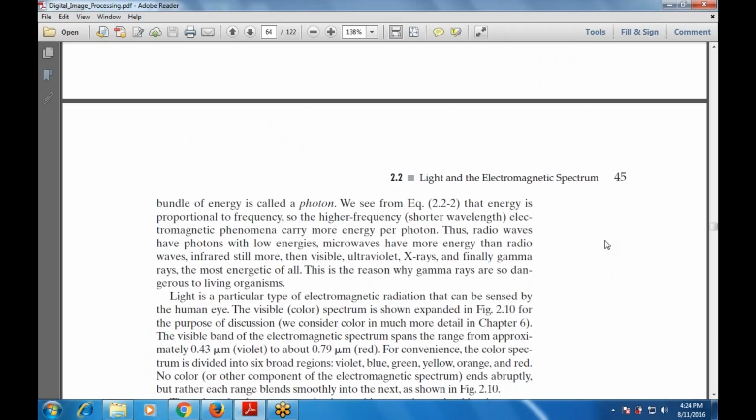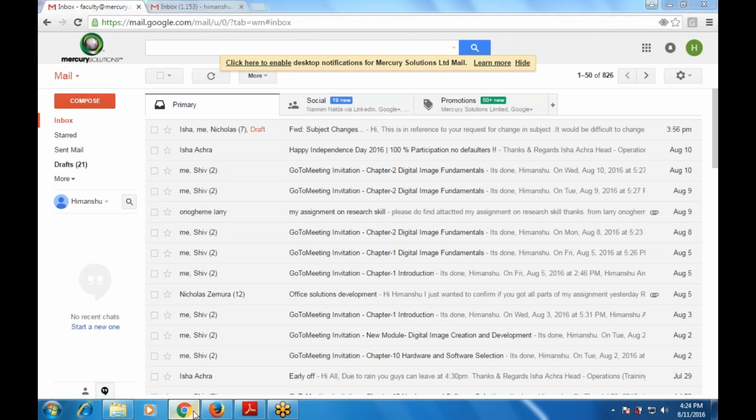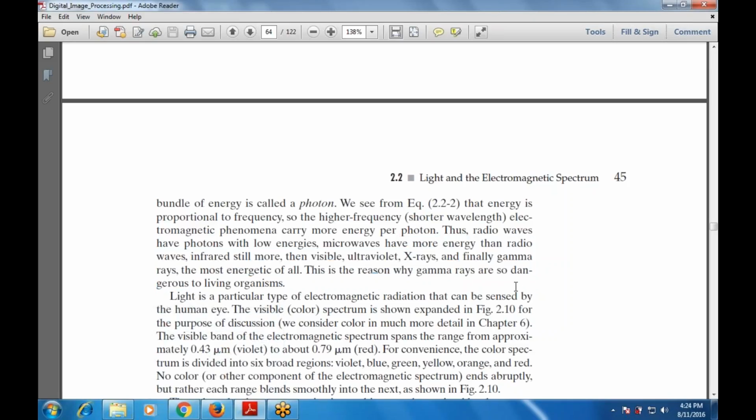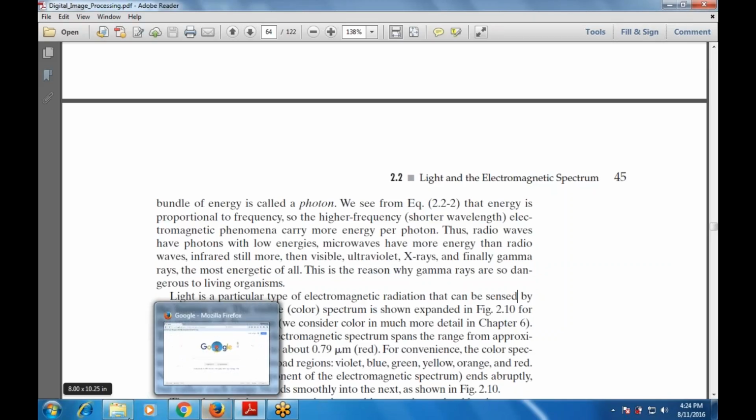That bundle of energy is also known as a photon, where the energy is divided into various proportions, known as frequency. With higher frequency, radio waves have photons with low energies, microwaves have more energy than radio waves, infrared still more, then visible, ultraviolet, X-rays, and finally gamma rays, which are the most energetic.